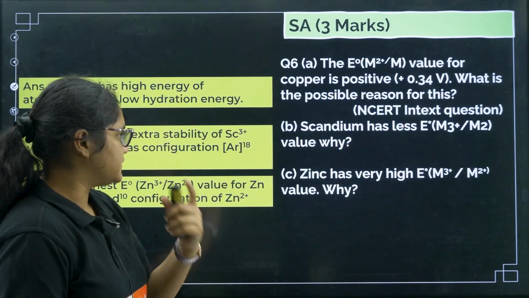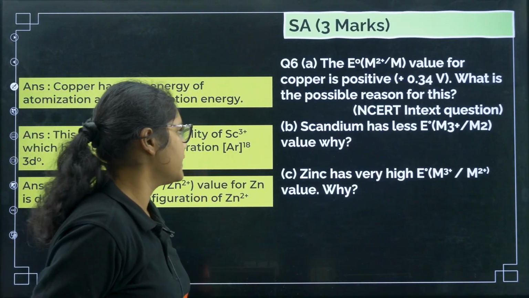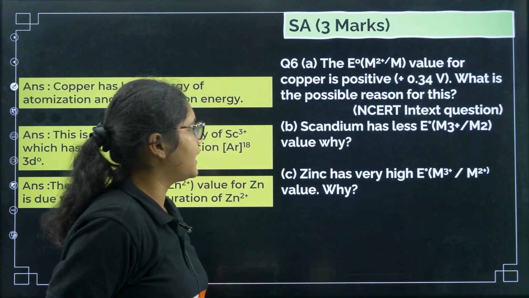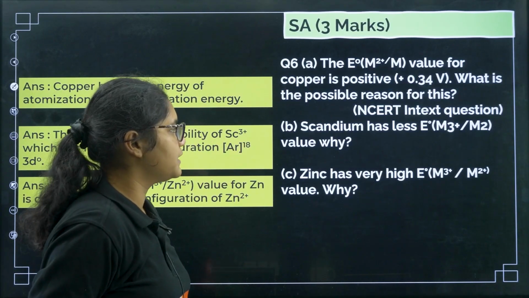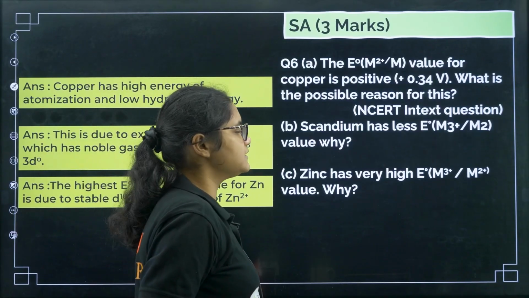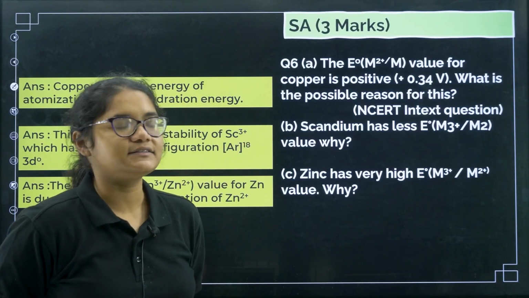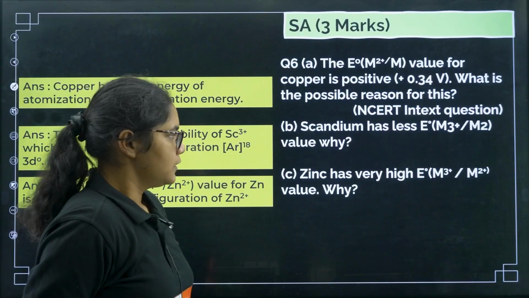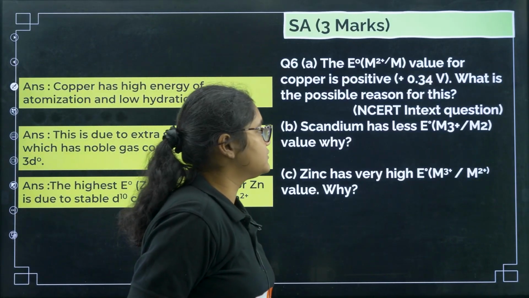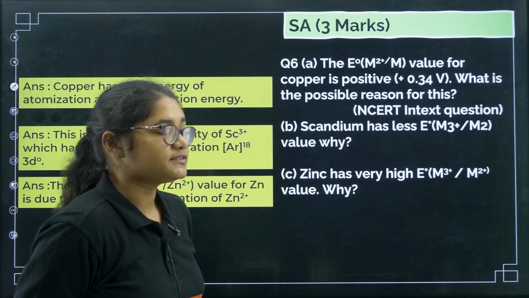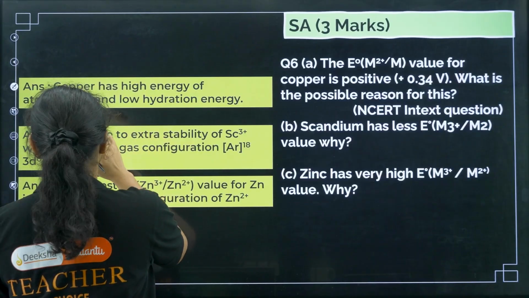Next is question number 6. Okay, the E0 value for M2+/M for copper is positive. What is the possible reason for this? So we have just discussed that the value of M2+/M for copper was positive because of high hydration enthalpy, okay.